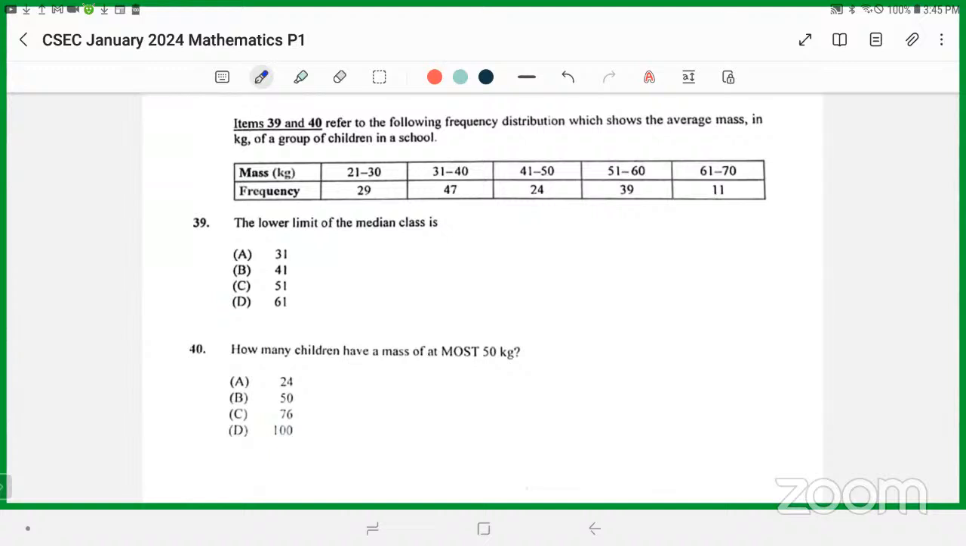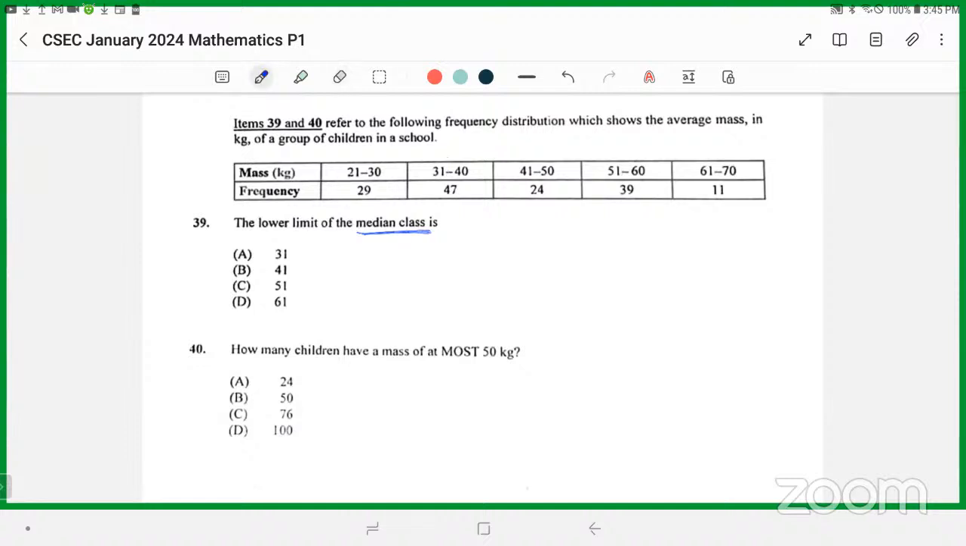Anyway, this one wants us to answer this question. Items 39 and 40 refer to the following frequency distribution, which shows the average mass in a group of children. It says the lower boundary of the median class. The median class is the class with the median in it. So we have to determine which class is the median class. These are the lower limits. We need to know which class has the middle values in it.